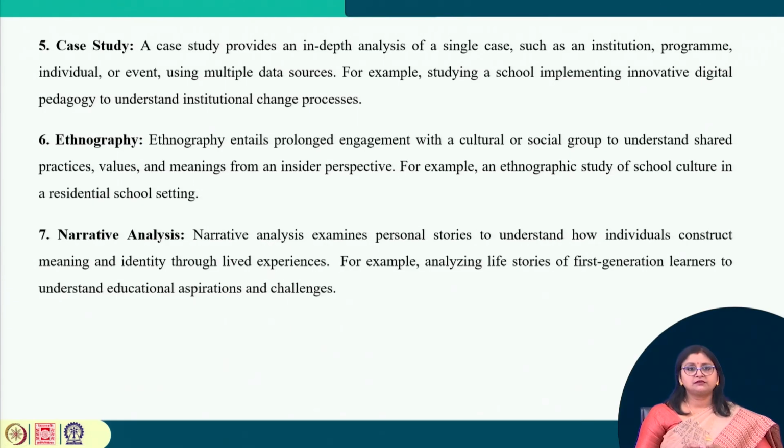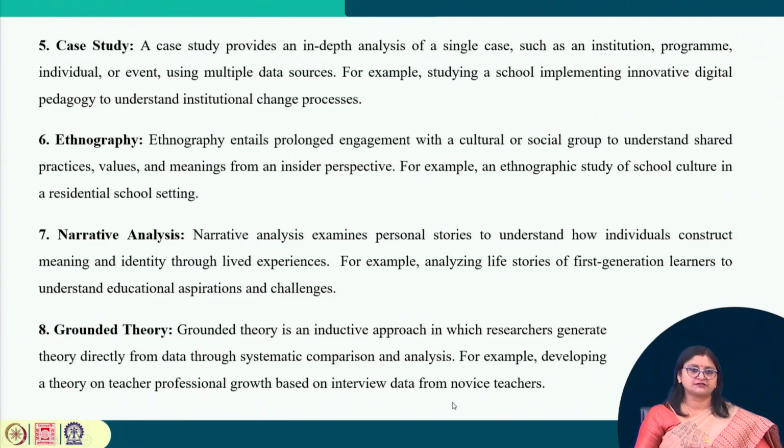Then the seventh one is narrative analysis. Narrative analysis examines personal stories to understand how individuals construct meaning and identity through lived experiences. For example, analyzing life stories of first generation learners to understand the educational aspirations and challenges they face.